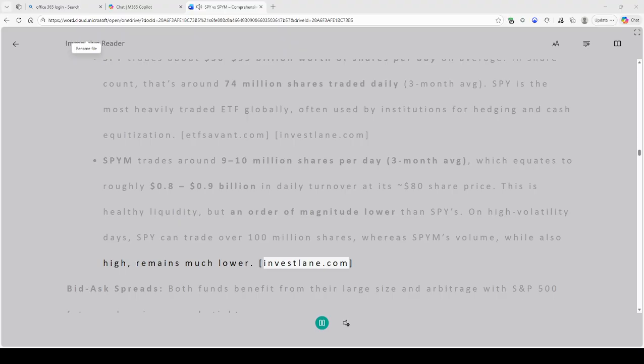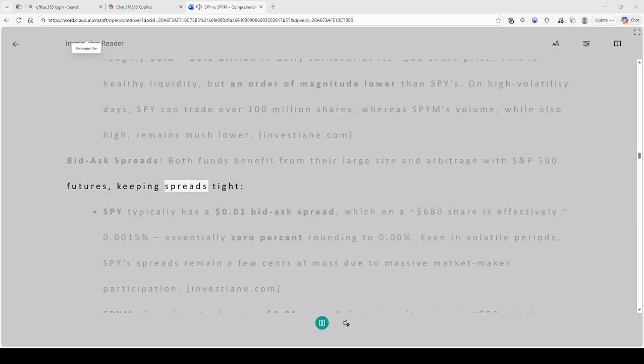Bid-ask spreads. Both funds benefit from their large size and arbitrage with S&P 500 futures, keeping spreads tight. SPY typically has a 1-cent bid-ask spread, which on a $680 share is effectively 0.0015%, essentially 0%. Even in volatile periods, SPY's spreads remain a few cents at most due to massive market maker participation.